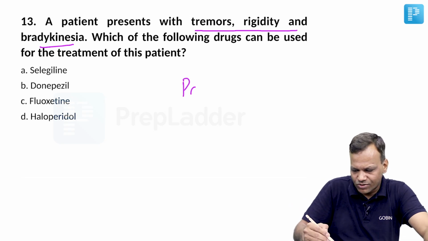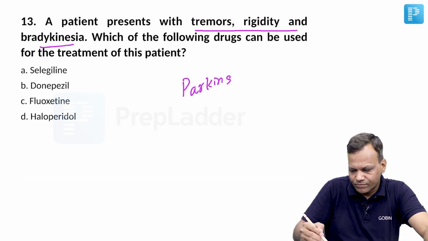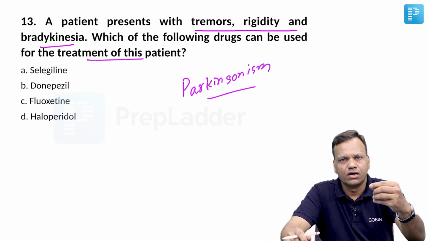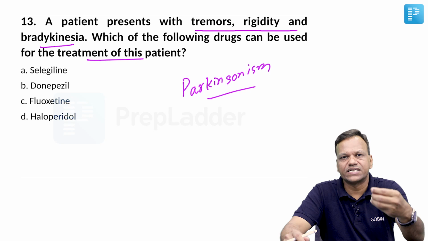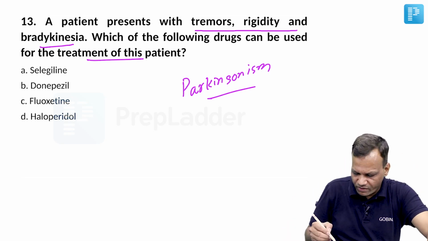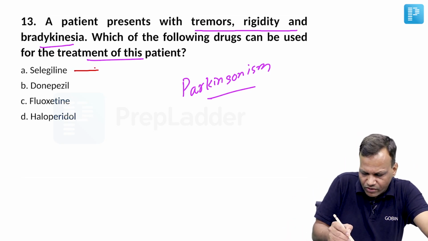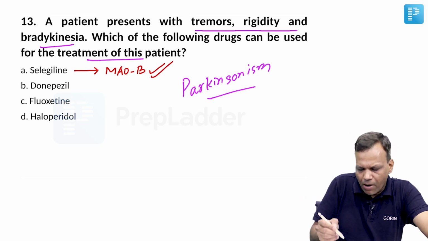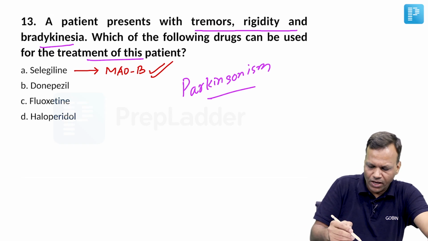Yes, it is Parkinsonism. So which drug can be used in Parkinsonism? Easy question. Among these four drugs, which is the anti-Parkinsonian drug? One by one we will discuss. Selegiline, we know it is an MAO-B inhibitor used in Parkinsonism. That is the answer.